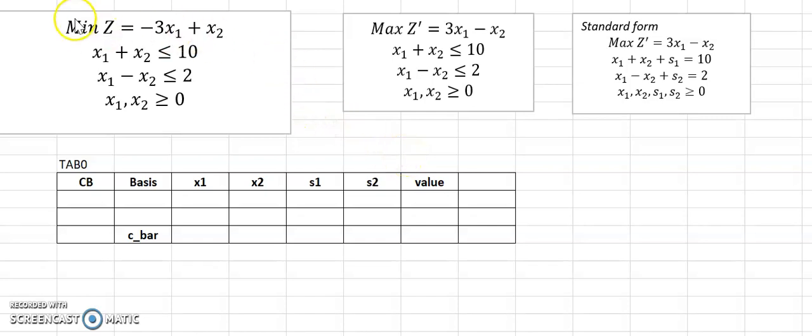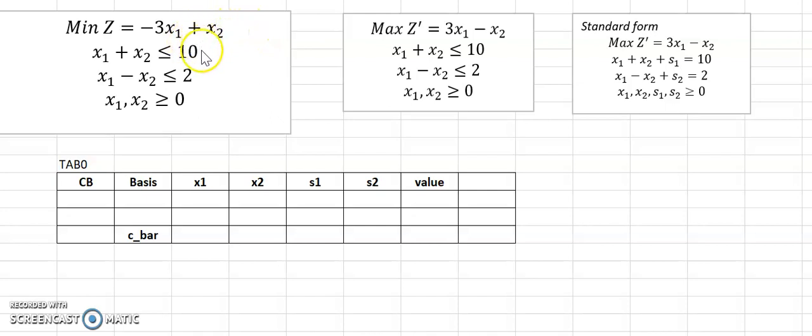Hello, in this video we're going to be solving this minimization problem using the Simplex algorithm. To find the minimum of this LP, we're going to be solving this equivalent LP, which is a maximization problem. As you can see, the two LPs are pretty much the same except for the objective function. So this minimization objective function is equivalent to this maximization objective function. As you can see, this one is this objective function multiplied by -1.